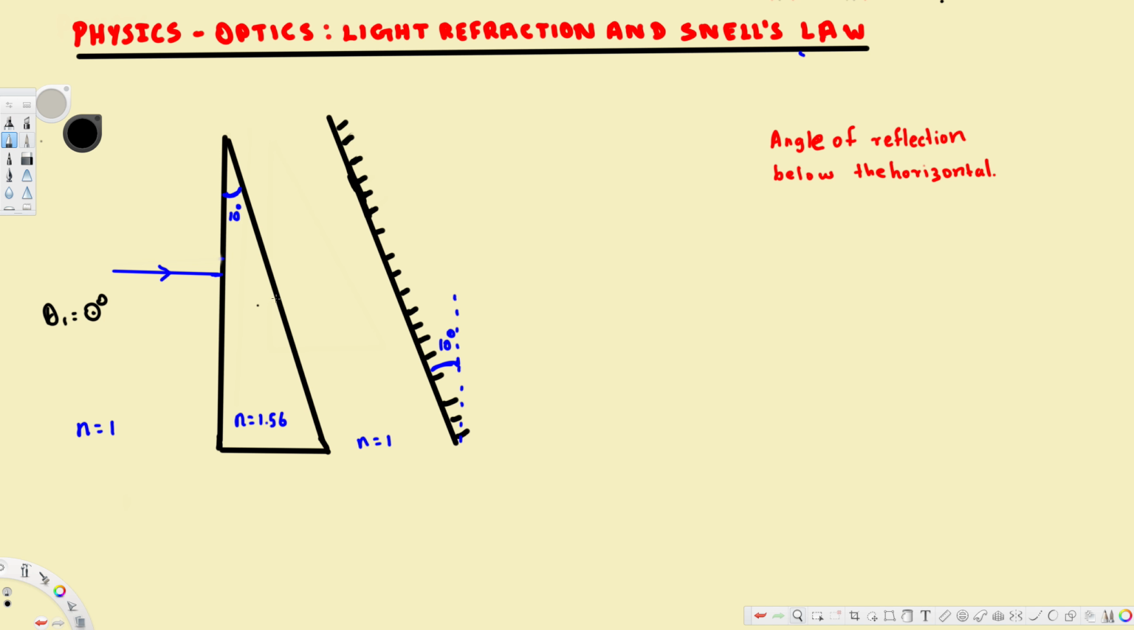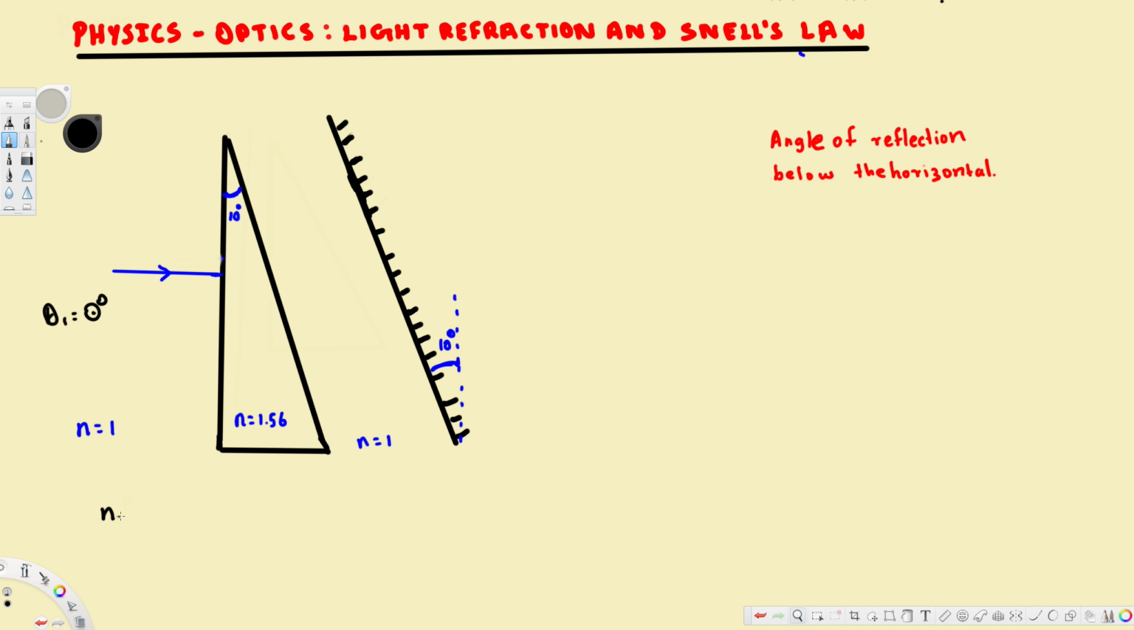Here we have a mirror and a prism, and when it hits the mirror, what's going to be the angle of reflection below the horizontal? That's what we are trying to find. Now before we do that, let's go ahead and find what's going to be the angle of refraction right here. To find that one, we can use Snell's law.